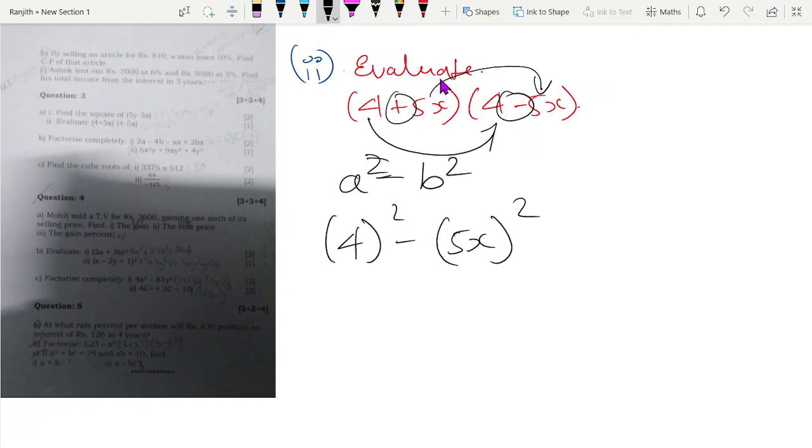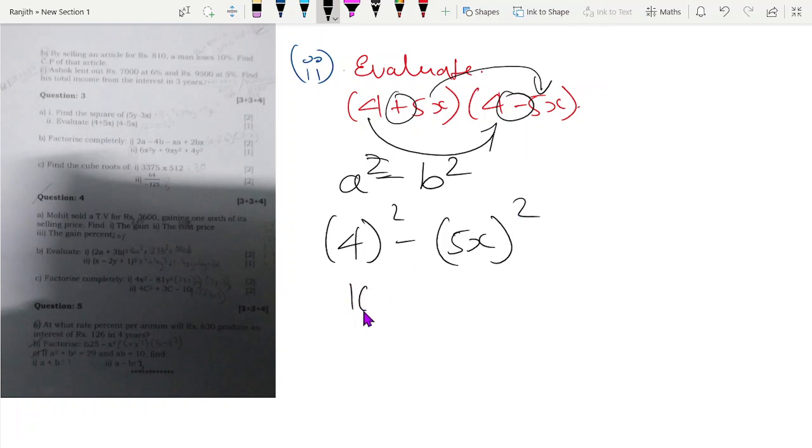The main question is evaluate 4 minus 5x into 4 plus 5x. There is no plus or minus in between. Just now I explained this is a multiplication question. So you have to use a square minus b square. So 16 minus 25x square.